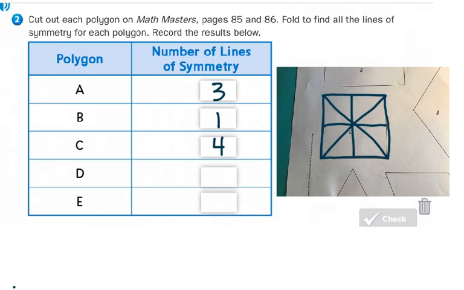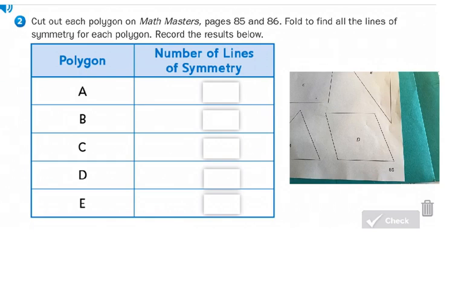Now we're moving on to D. D is a parallelogram. It doesn't have any right angles, but opposite sides, the top and the bottom are parallel, and the left side and right side are parallel. So go ahead and cut out D. Once you cut out D, you're going to go ahead and again, you're going to fold it.